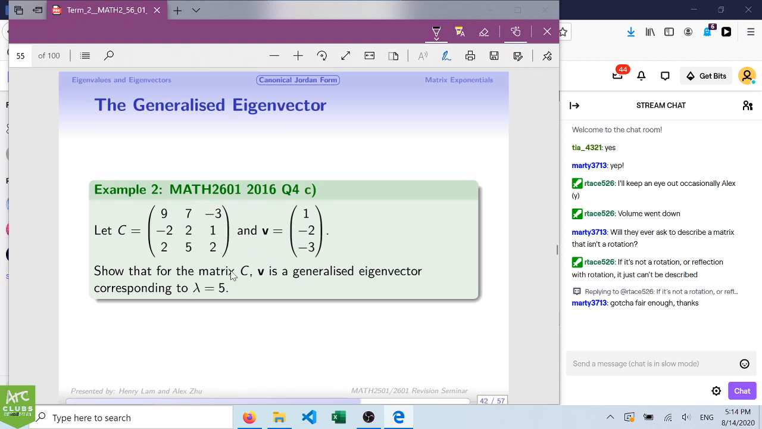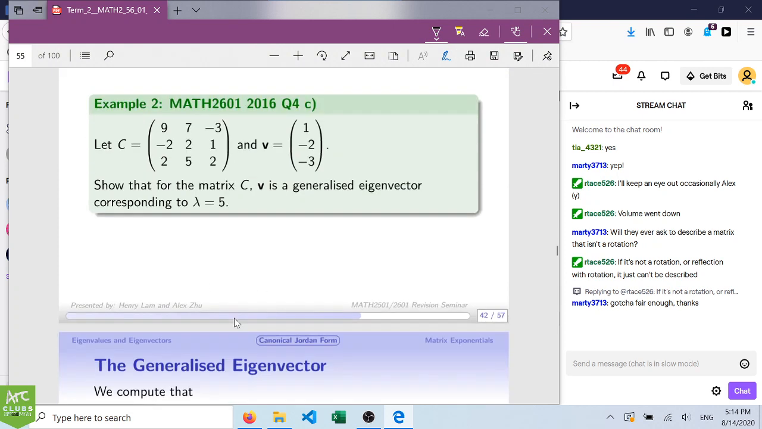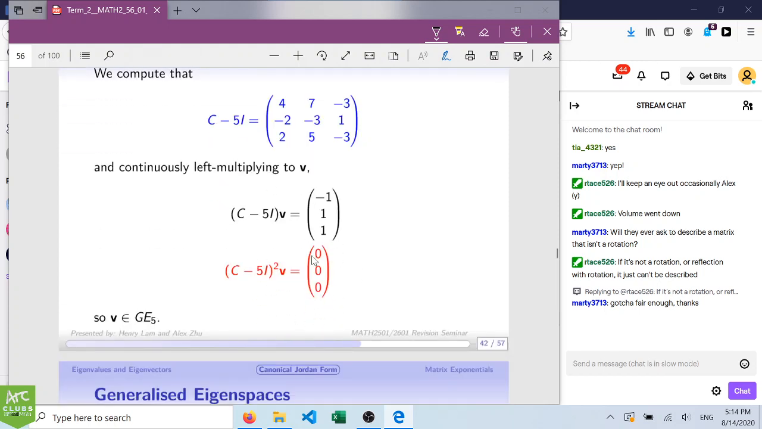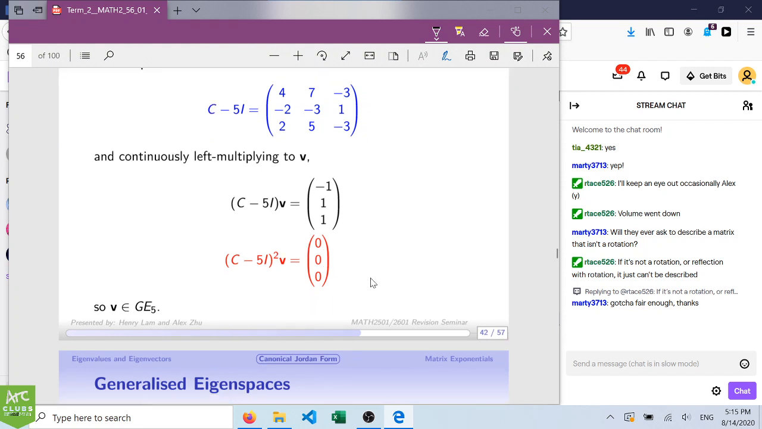Okay, so pretty much there's not much to show here. If you just do C minus lambda I, you end up with the matrix that you want to find the kernel of, and then you just multiply it with v until you get 0, and then you end up with 0, 0, 0, which means done. It's a generalized eigenvector.